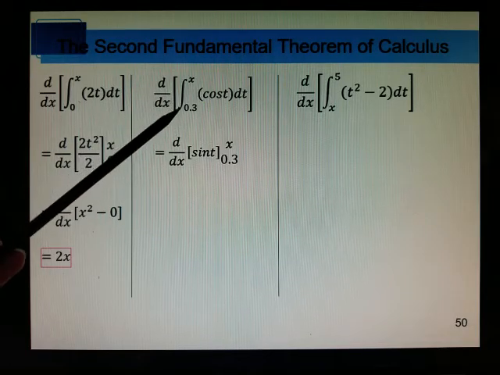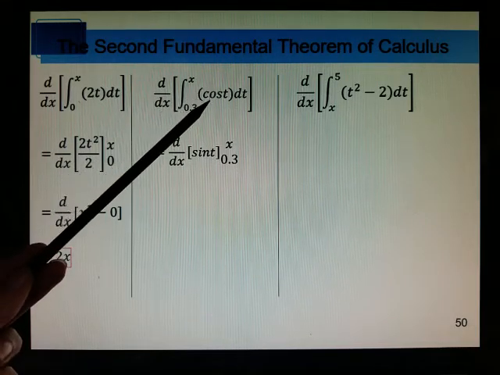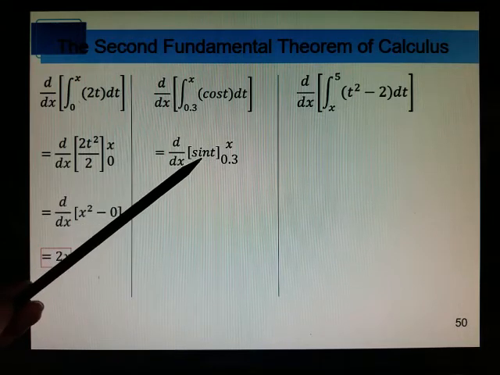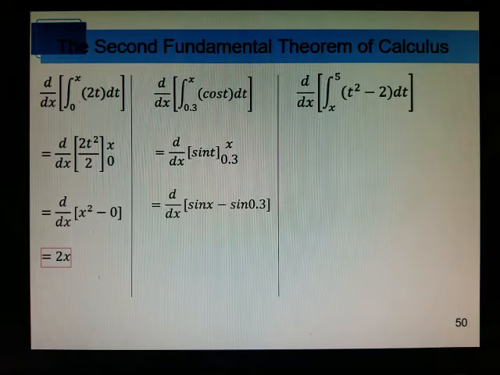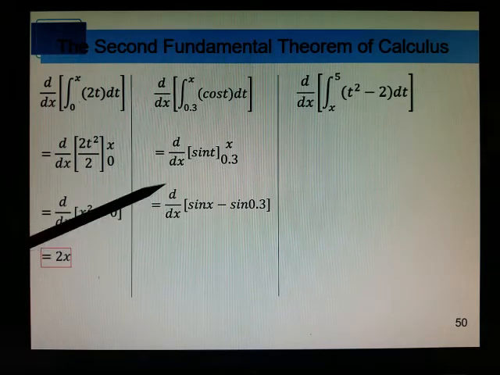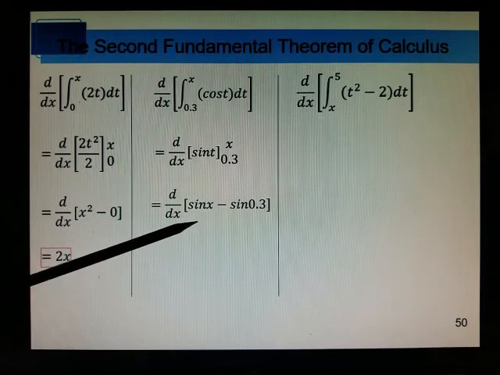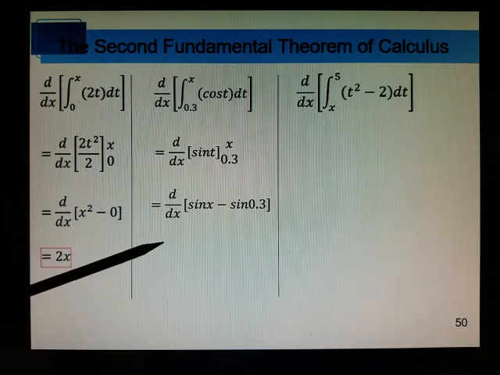All right, so again, I'm supposed to integrate. So the derivative of what is the cosine? That would be the derivative of the sine of t. Plug in x minus plug in 3/10. Now this says take the derivative of this function. See, the derivative of the sine is cosine.